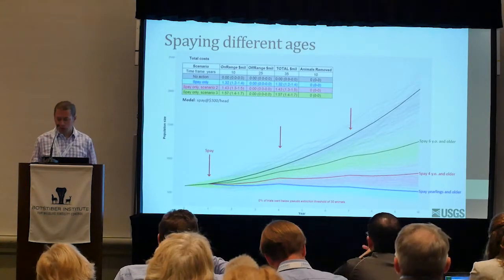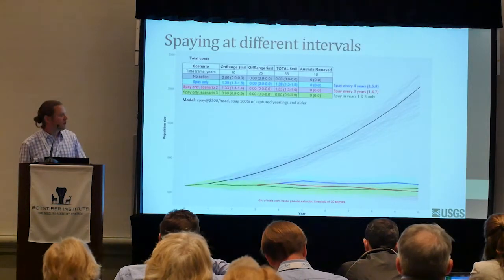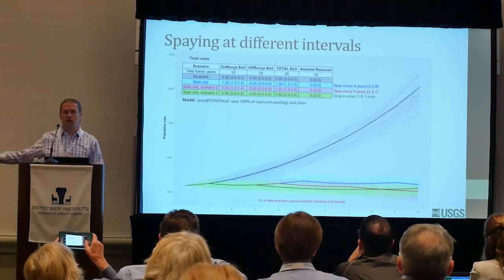All right, so we're going to treat yearlings. How often should I do it? Let's start with, should I do it every 4 years, every 3 years, or just in rapid succession in years 1 and 3 and then just leave it?